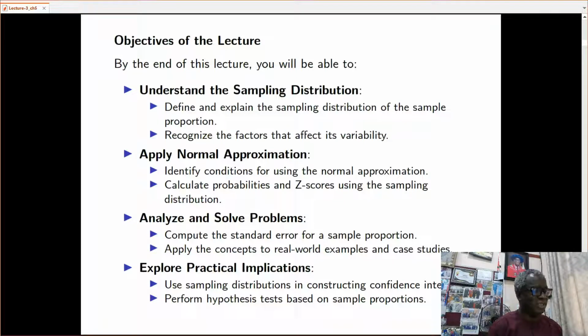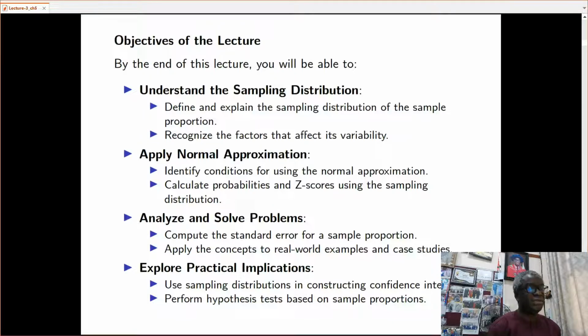One, you understand the sampling distribution of a sample proportion, including its definition and factors affecting variability. Two, you will be able to apply the normal approximation for large samples using conditions and Z-scores. You will be able to analyze and solve problems, including computing the standard error and working through real-world case studies. And finally, we will explore practical applications such as constructing confidence intervals and performing hypothesis tests.